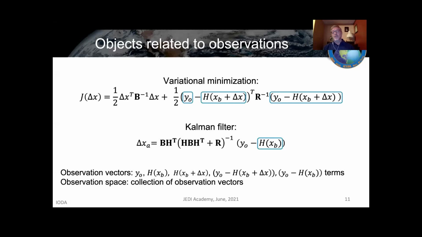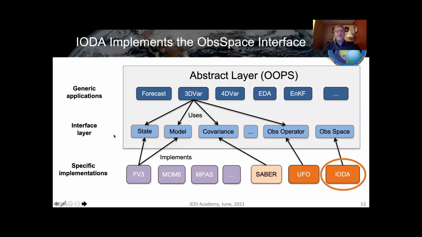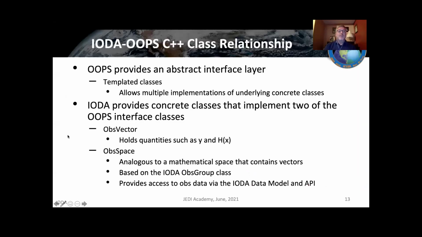So you make an observation space for radiosonde, another one for AMSU-A, and you put the vector of the values into each one of those and keep things organized that way. And IODA is this implementation of an obs space and an obs vector that's part of this interface layer in the abstraction of the OOPS system that Yannick mentioned this morning. In the abstract templated classes that OOPS provides, IODA is providing concrete classes that sit underneath these interfaces.